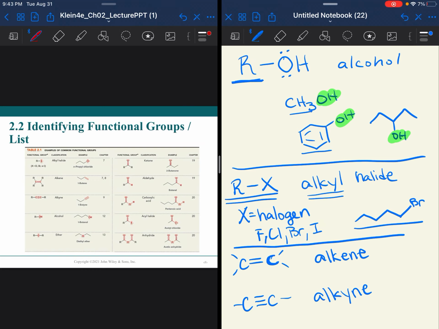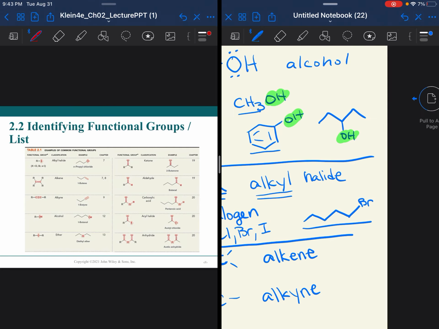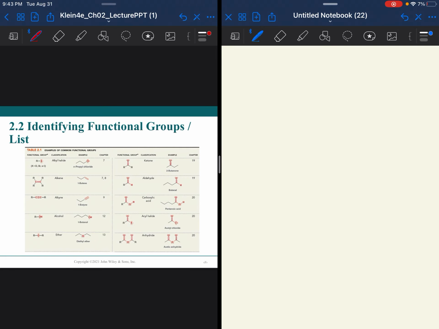Chapters 7 and 8 will really focus on alkenes. Chapter 9 will focus on alkynes. So we'll be talking about that quite a bit this semester. Now, the alkene is a broad term for any sort of carbon-carbon double bond. I'm kind of skipping around the chart here because that's how my brain works.